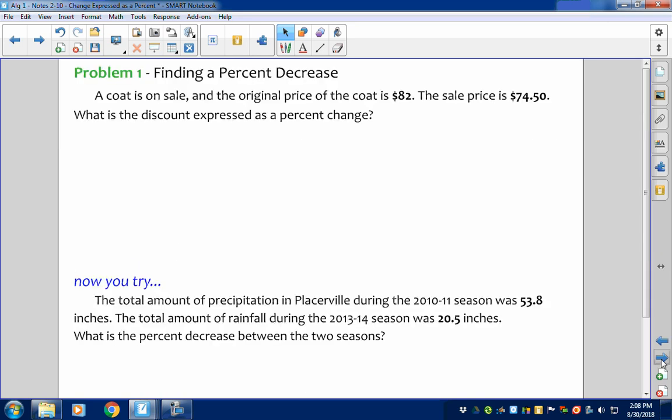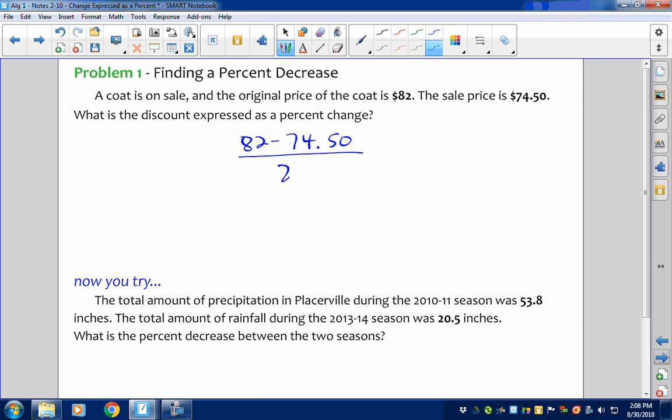All right. So a coat's on sale. The original price of the coat is $82. The sale price is $74.50. What is the discount expressed as a percent change? So we're going to find the amount of change. How do I find the amount of change? Subtraction. So you do 82 minus 74.50. That's the amount of change. And then I'm going to put it over the original. What's the original here?